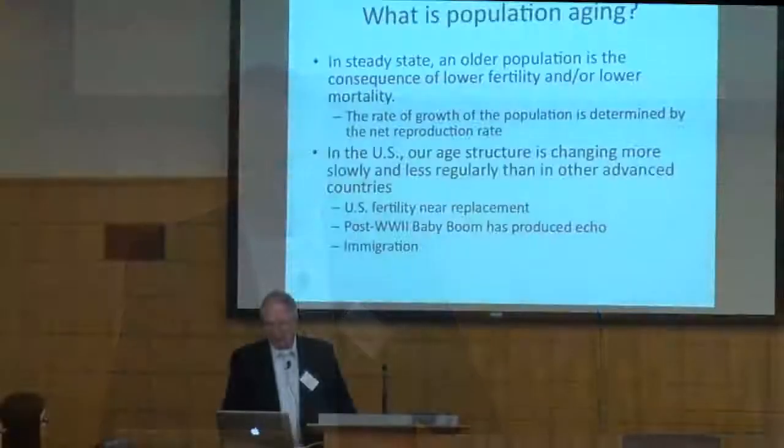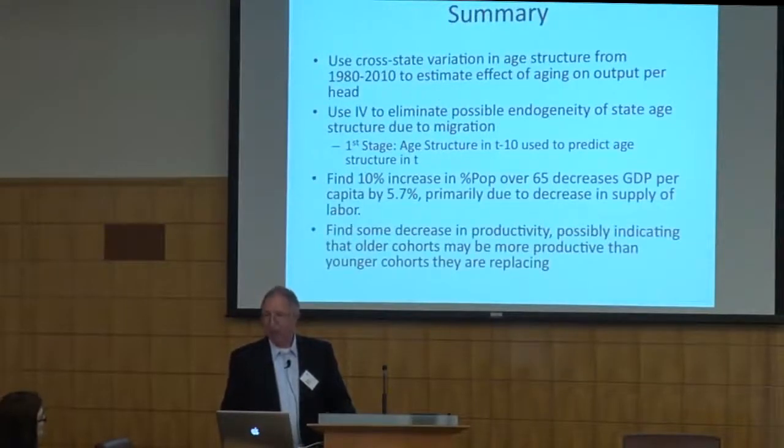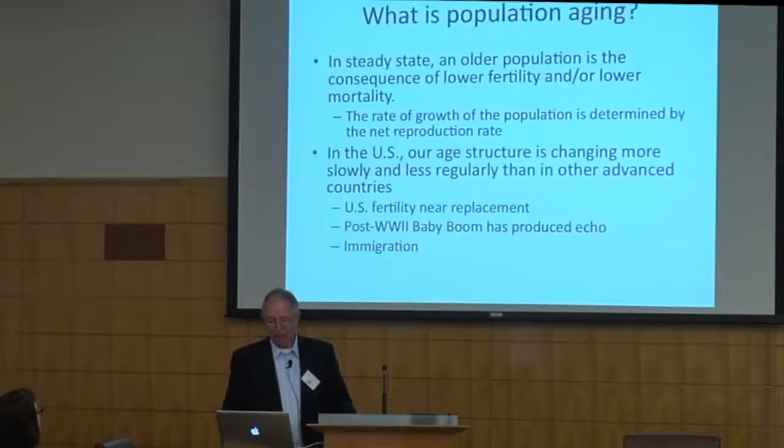But basically, that's the scheme that they use, and they find a 10% increase in population over 65 decreases GDP per capita by 5.7%, primarily due to a decrease in the supply of labor. And they find some decrease in productivity, possibly indicating that older cohorts may be more productive than the younger cohorts they're replacing. To someone like me, who didn't belong to the greatest generation, it's nice to know that I might be in a greater generation. But I think that's an interesting thing, and one would want to understand what's underlying that.